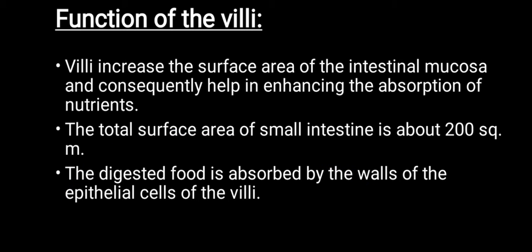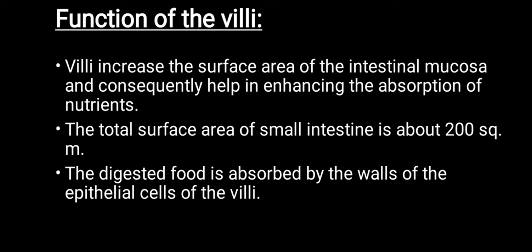What is the function of villi? It increases the surface area of the intestinal mucosa. Why does the surface area have to be increased? So that it can enhance the absorption of nutrients. The total surface area of the small intestine is about 200 square meters. Just imagine the small intestine, that is the duodenum, jejunum and ileum. The total surface area is 200 square meters.